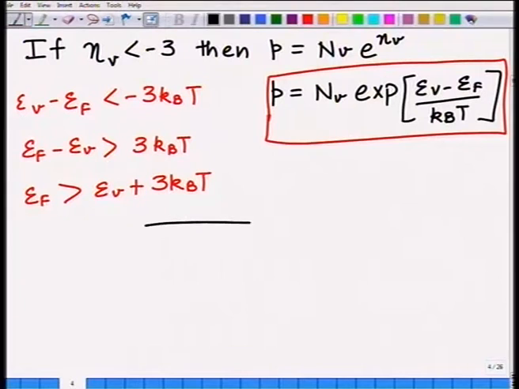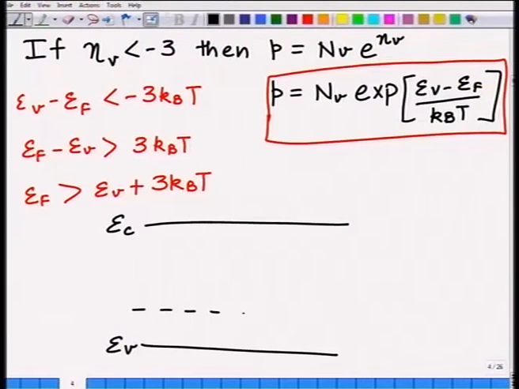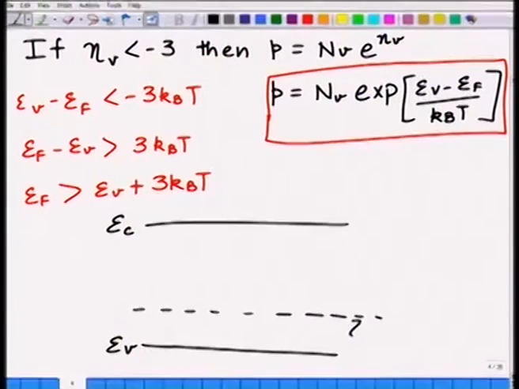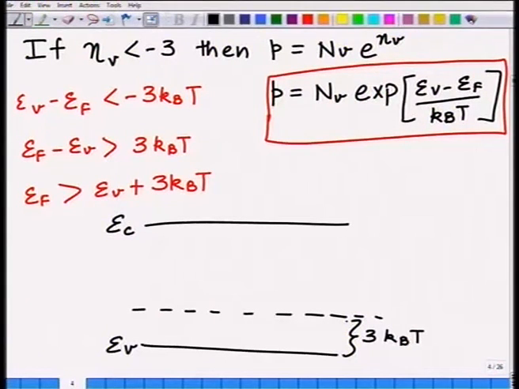What does that mean? We do the same thing here to show you that if this is EV and this is EC, then as long as this is 3 kBT, as long as your Fermi energy is higher than this dotted line I have shown you, in that case we are okay to use this formula. We are okay to use this formula in case Fermi energy is greater than 3 kBT from the valence band edge.